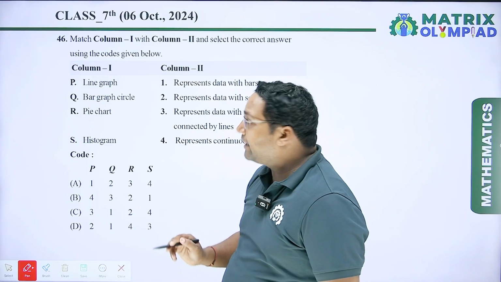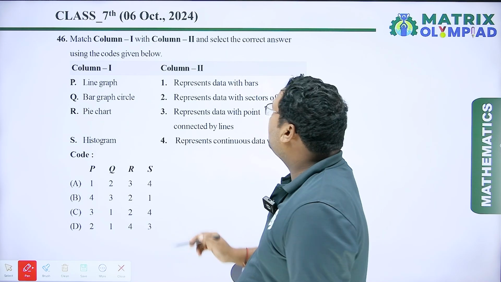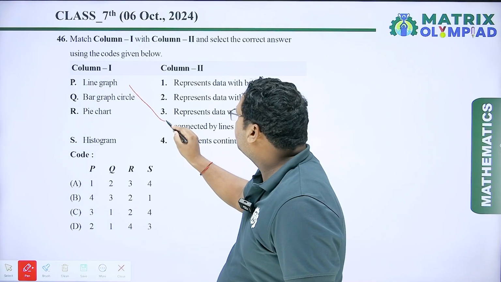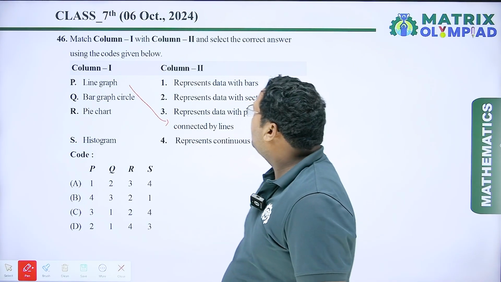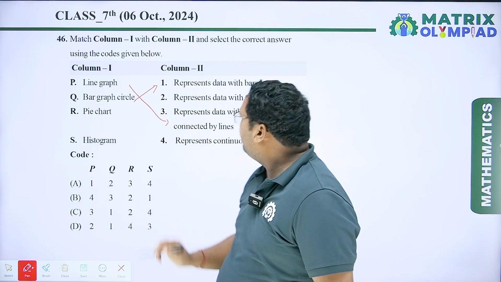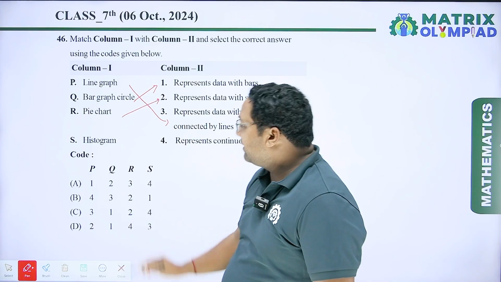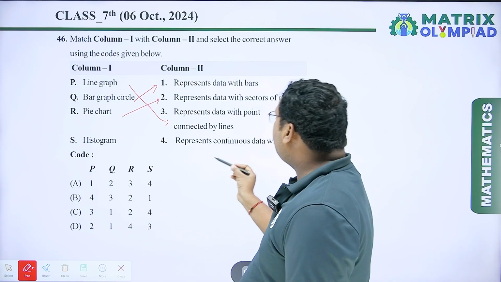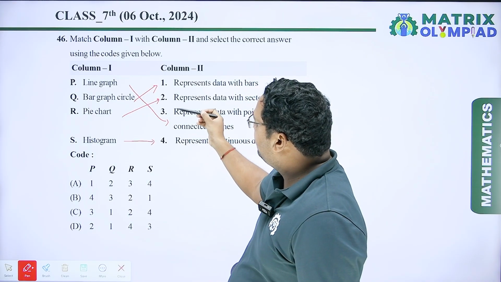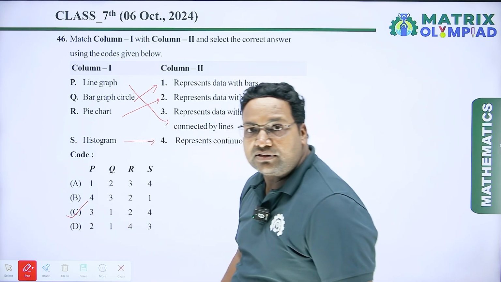Next is 46, the definition of all the graphs. First is the line graph. We know a line graph represents data with points connected by lines. So the correct option is third. Next is the bar graph. A bar graph represents data with bars. Next is the pie chart. A pie chart represents data with sectors. Next is the histogram. A histogram represents continuous data with bars. So the correct option is 3, 1, 2, 4, which is option number C.